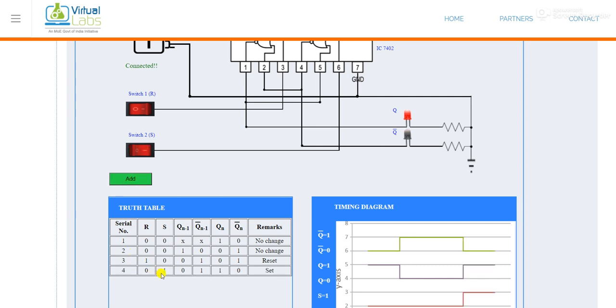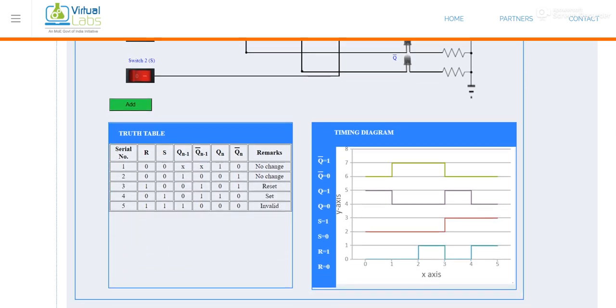For R equal to 0 and S equal to 1, Q is high. So this is Q. Q is high and Q bar is 0. Okay. Next is R equal to 1, S equal to 1, invalid outputs. Okay. So with the help of these waveforms, you can verify or check the different conditions of R and S and their respective outputs.